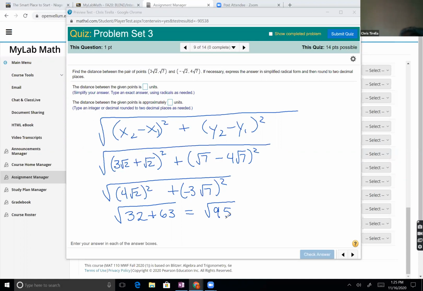Simplify, use radicals as needed. Let's see. 95 is divisible by 5. That's 5 times 19. And since those are both prime, we're going to leave it like that. The radical doesn't simplify. And so now that would be my exact answer. And then to the nearest, I'm going to take my calculator and find the square root of 95 to the nearest 2 decimal places. That would give me 9.75.